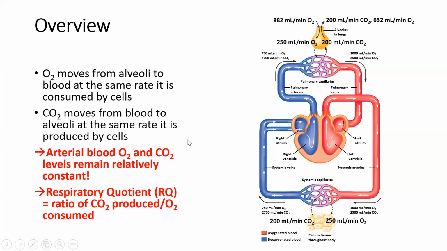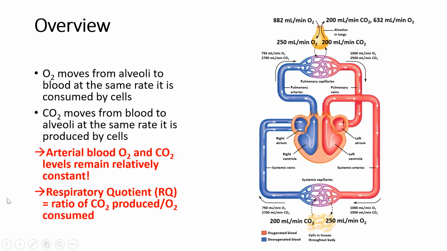The same thing is true for CO2, although it's moving in the opposite direction. The rate at which our tissues are producing this gas, this byproduct of cellular respiration, is the exact same rate at which it is being diffused in the opposite direction, across our capillaries and back into the alveolus so that it can be expelled into the atmosphere. This is why the levels of these gases are relatively constant throughout the vasculature, because the rate of consumption and production is being matched by diffusion.